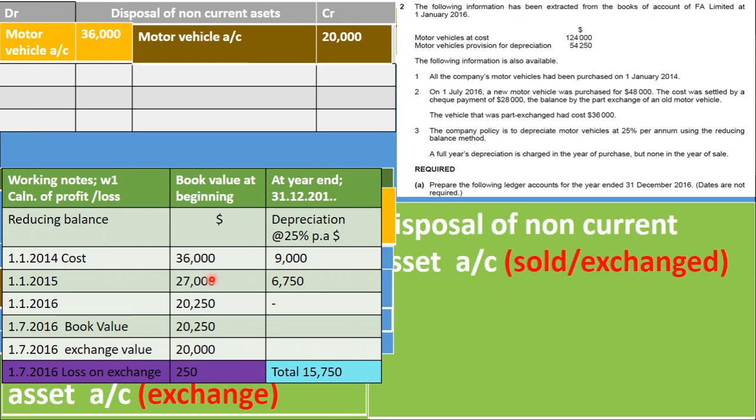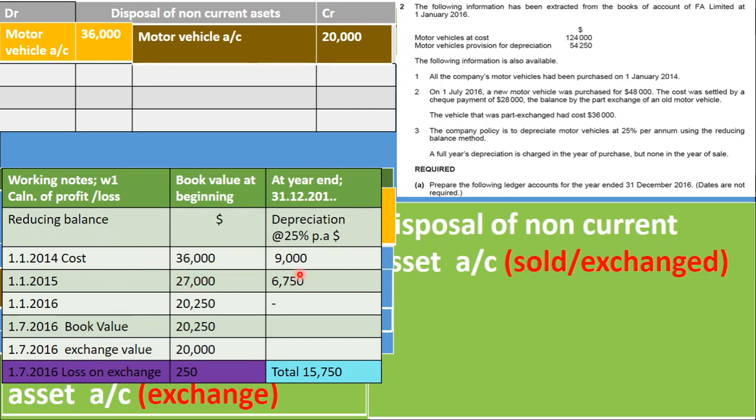So again, in 2015 year end, we will deduct depreciation. So how do you calculate this? 27,000 into 25%, you get 6,750. This is how reducing balance method is done. If it was under straight line method, you will put 9,000 here. You don't need to calculate on this beginning balance. So in reducing balance method, remember, we always calculate depreciation on the balance at the beginning of the year.